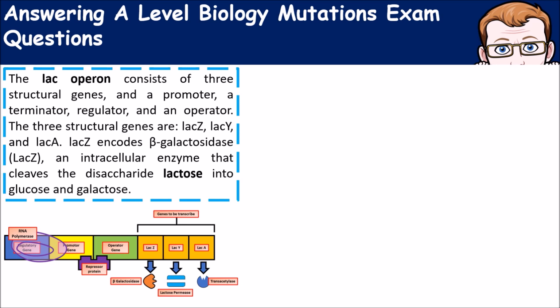The operon consists of 3 different structural genes, so a promoter, a terminator, a regulator and an operator. So the 3 structural genes are for LAC-Z, LAC-Y and LAC-A. LAC-Z encoding for beta-galactosidase, LAC-Y coding for some sort of intracellular enzyme, and all of these things are there to allow the bacteria to metabolize lactose.